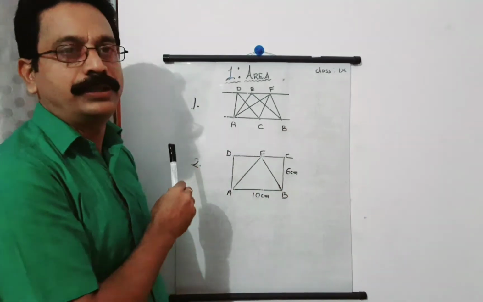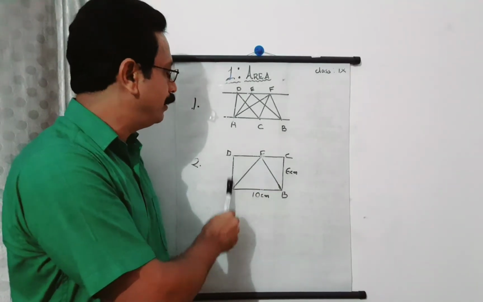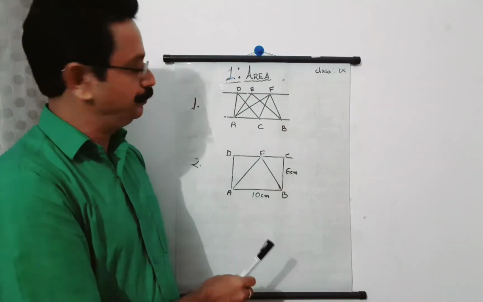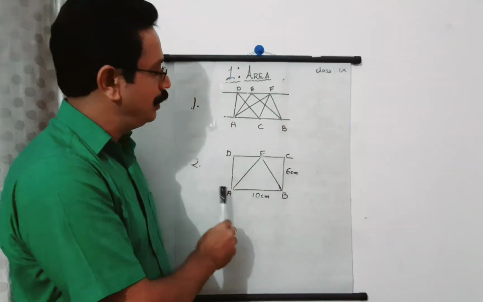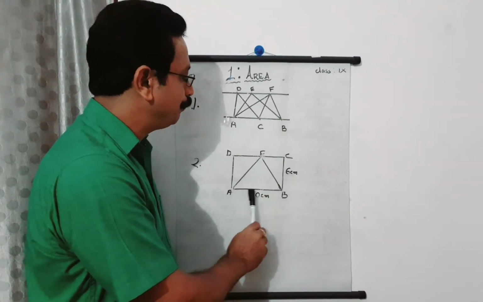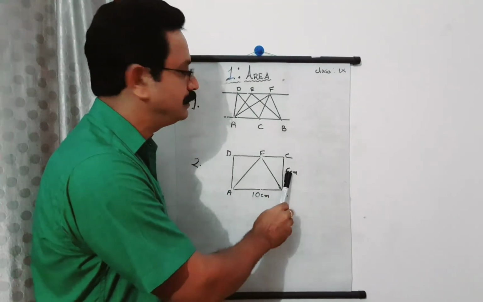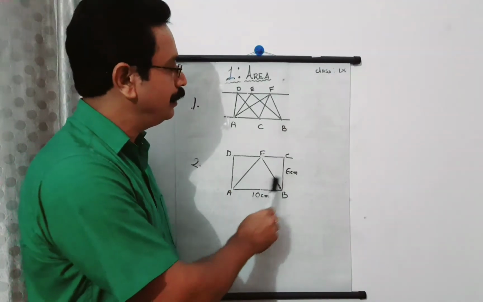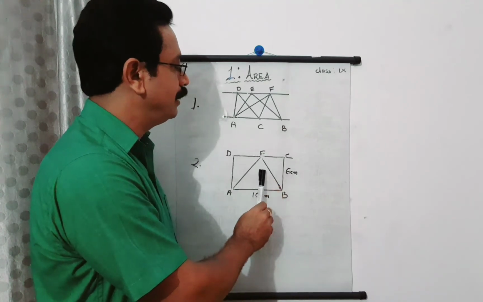Now let us consider the answers. The area of rectangle ABCD is 10 into 6, 60 centimeter square. Now, the area of triangle ABE is half into base into altitude. Here the base is 10 and the altitude is 6. So, the area of triangle ABE is half into 10 into 6, that is half into 60, 30 centimeter square.